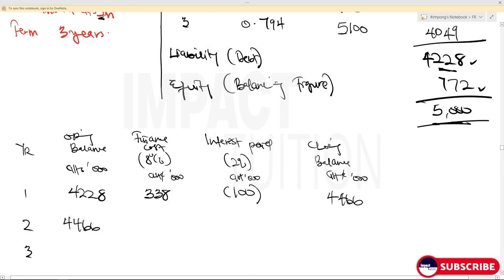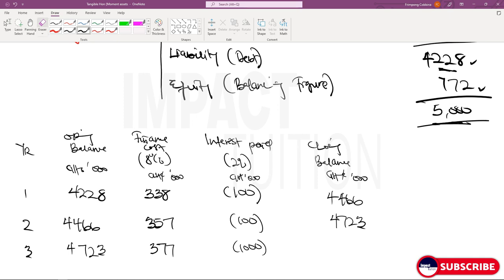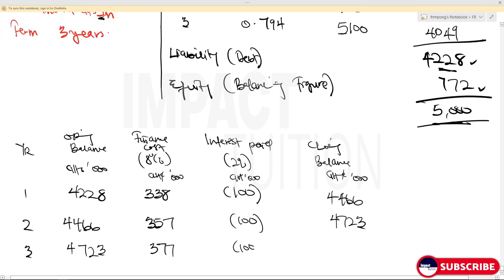Finance cost at 8% is giving us 357. Our interest paid is still the same 100, and we are having 4,723. This becomes the opening balance. Finance cost at 8% is giving us 377. Sorry, 100. This is giving us 5,000 with the 3 zeros up here, and that's 5 million.